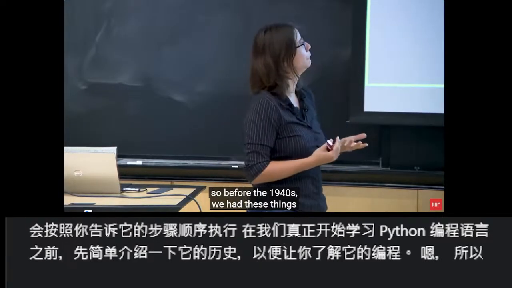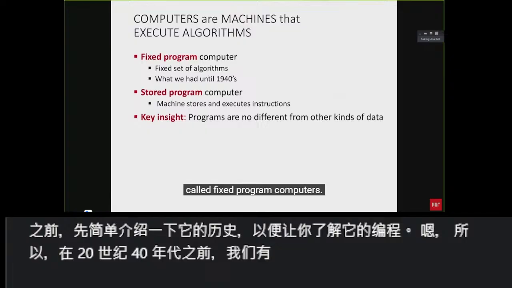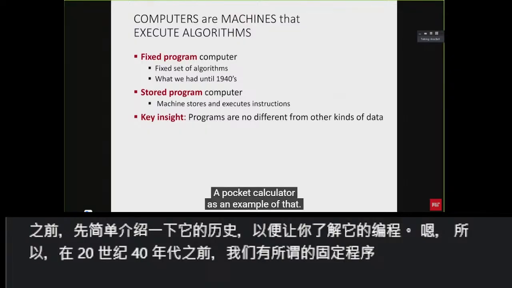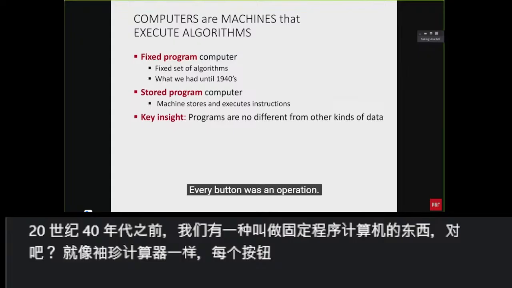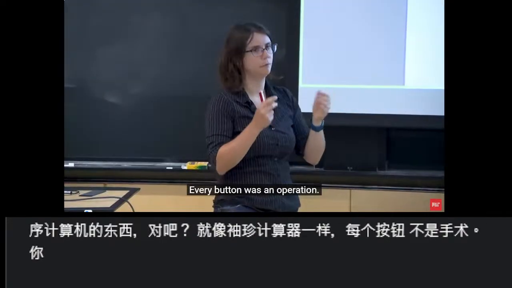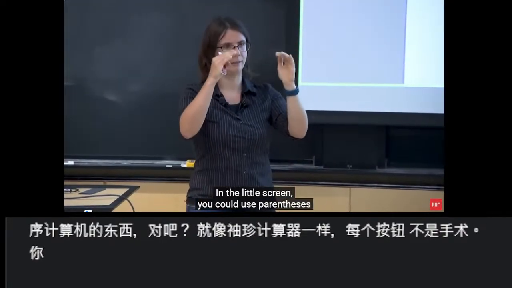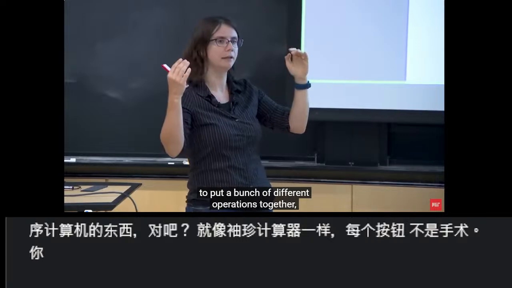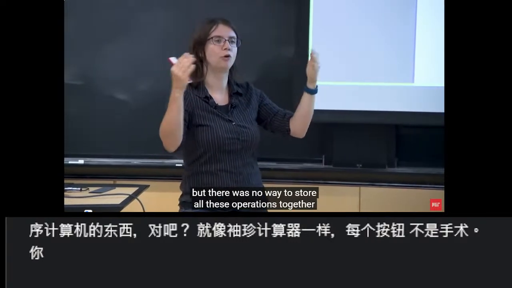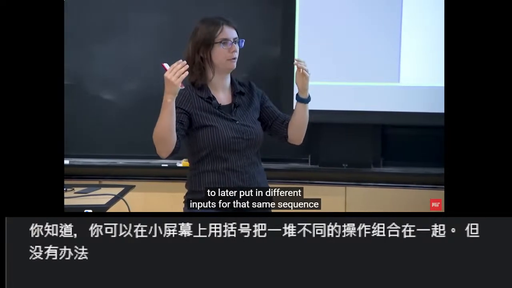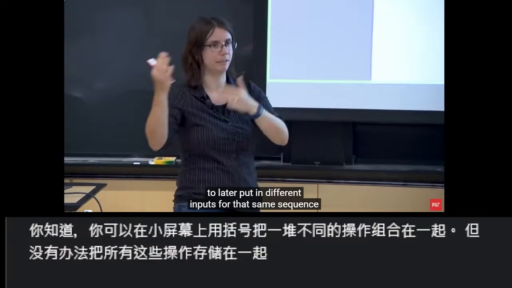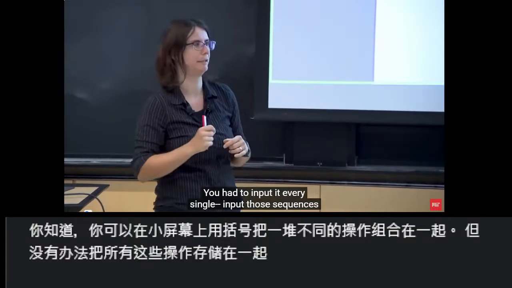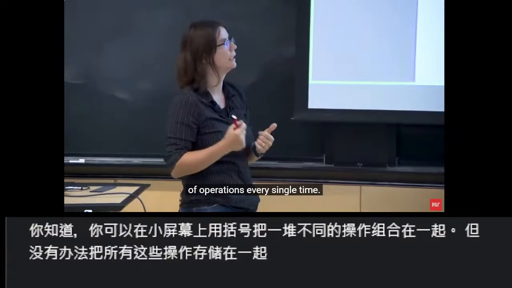Before the 1940s, we had these things called fixed program computers, okay? A pocket calculator is an example of that. Every button was an operation. In the little screen, you could use parentheses to put a bunch of different operations together, but there was no way to store all these operations together to later put in different inputs for that same sequence of operations. You had to input those sequences of operations every single time.